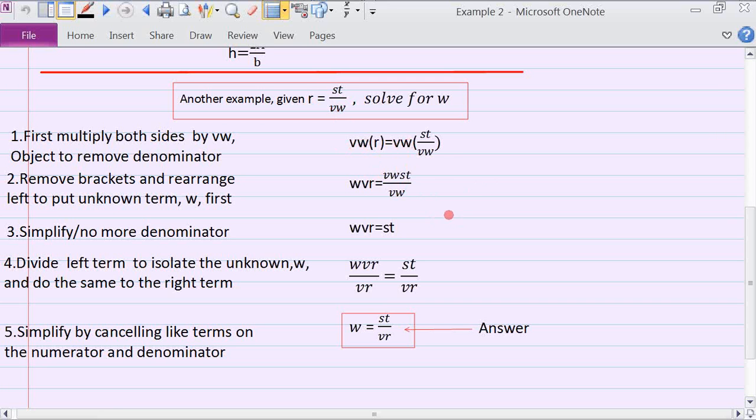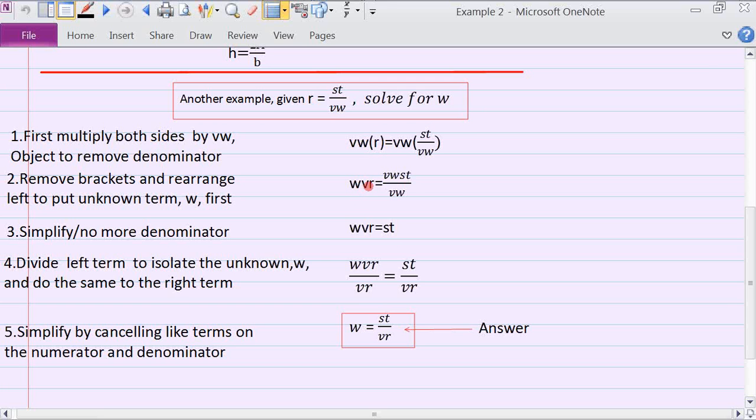So now remove the brackets and rearrange the left to put the unknown term first. So here's W, which is unknown, on the left. This is identical to this. There's no difference. We remove the bracket. We just change the order. When we multiply three variables together, the order doesn't matter. So I'm putting the W first, because that's what I want to solve for.